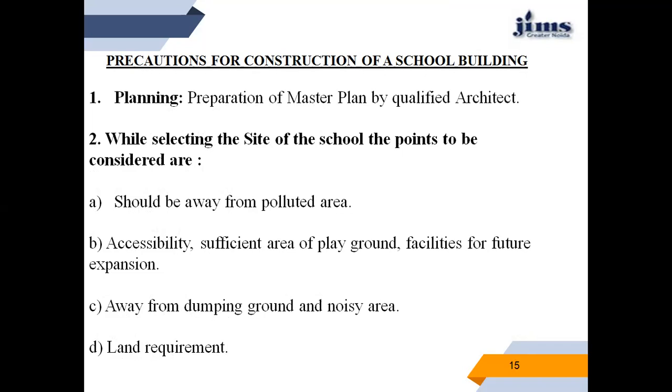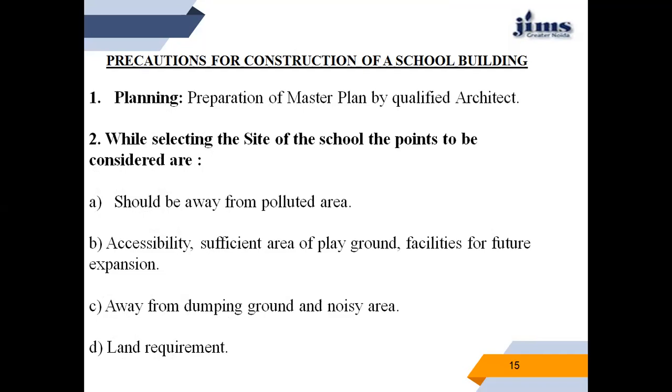The second important precaution that should be taken is while selecting the site of the school. The points to be considered are: number one, it should be away from the polluted area. Number two, accessibility. That means sufficient area of playground, facilities for future expansion. These things should be kept in mind. Thirdly, it should be away from the dumping ground and the noisy area.